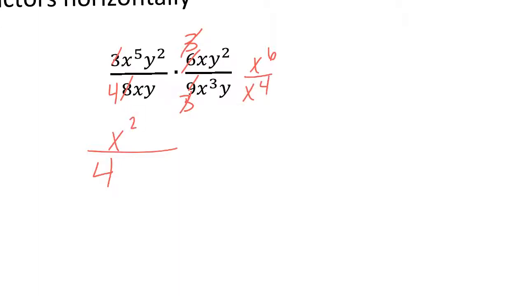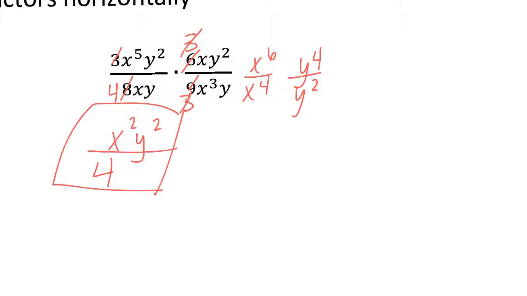I definitely like that method better. And then y to the fourth over y squared, I get y squared in the numerator, and that covers all my bases. Even though there's no variables in the bottom of my answer, my domain is still that x and y cannot equal 0.